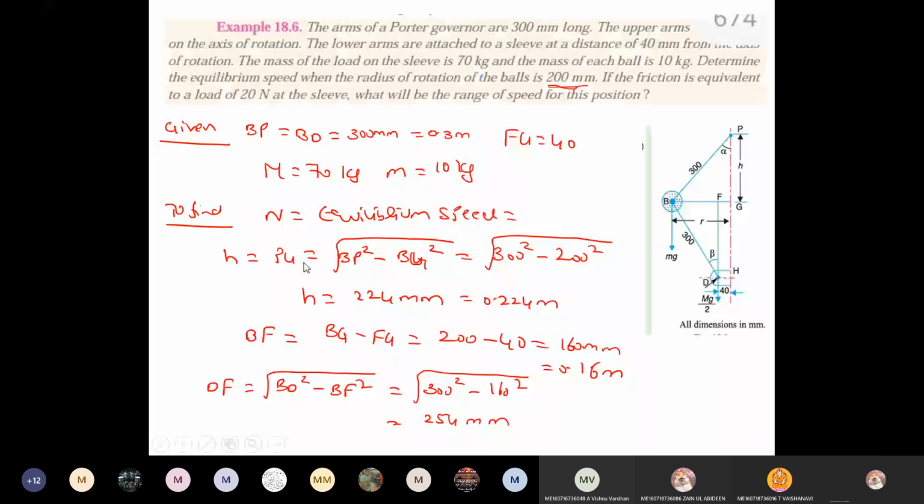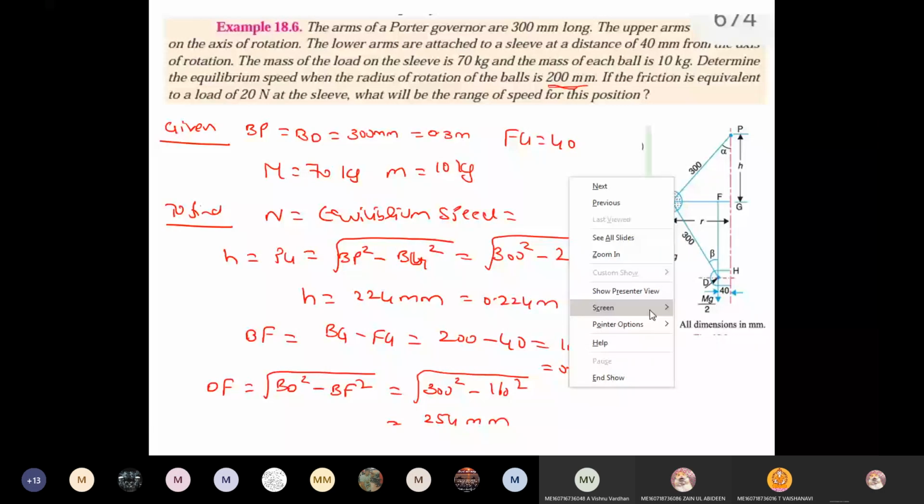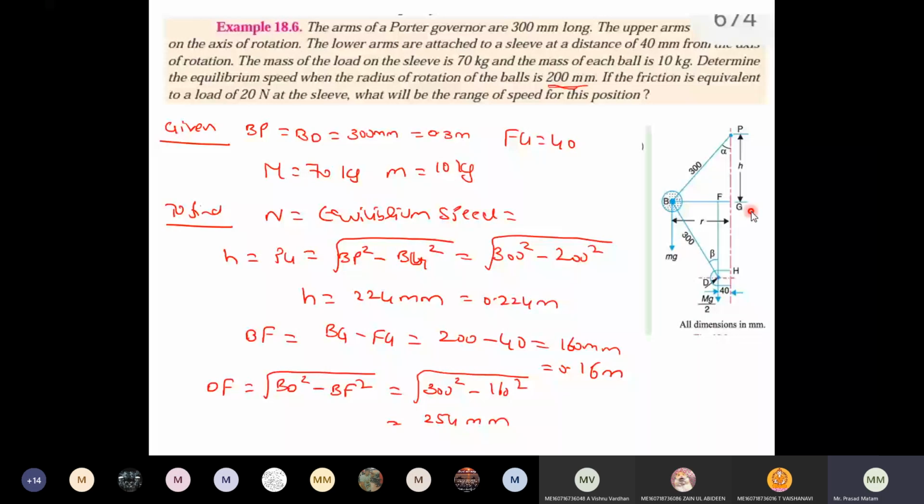So this is the problem. Morning we have started. You can see the upper arm and lower arm have equal lengths. The radius of rotation they have given is 200 mm. The mass of the center load is 70 kg and the mass of the ball is 10 kg.